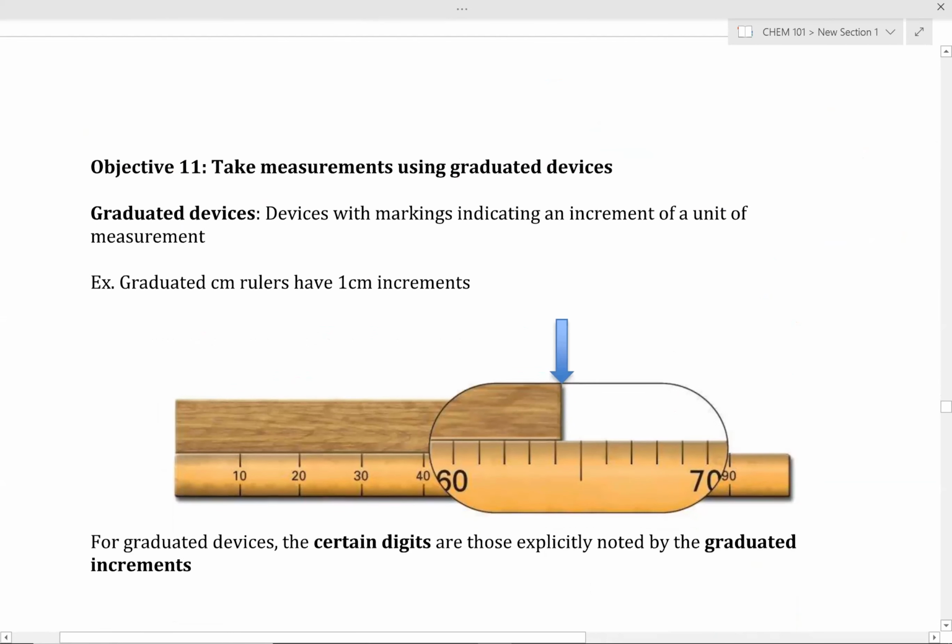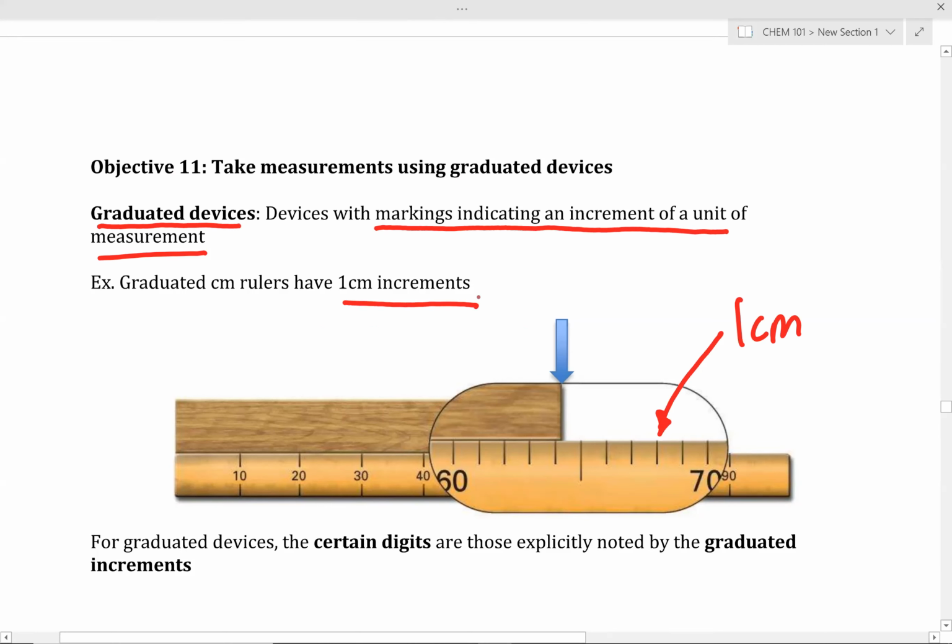So we're now going to talk a little bit about taking measurements using graduated devices. So what do I mean by graduated devices? These are devices with markings indicating an increment of a unit of measurement. So each of these little tick marks, for example, in this ruler, represents 1 centimeter. So many common graduated rulers have 1 centimeter increments.